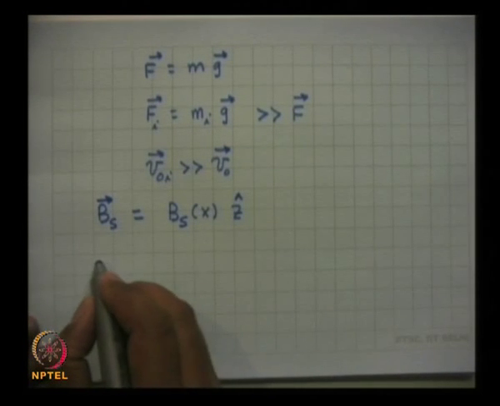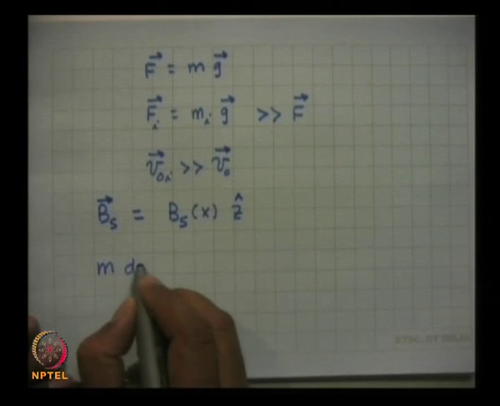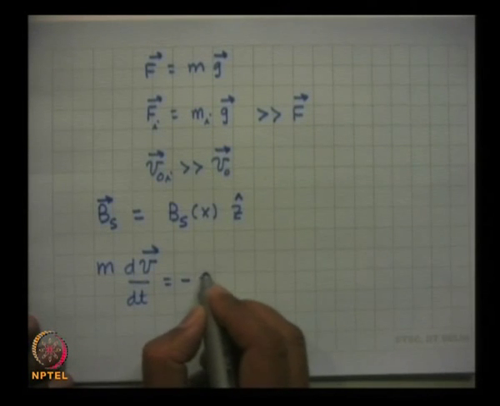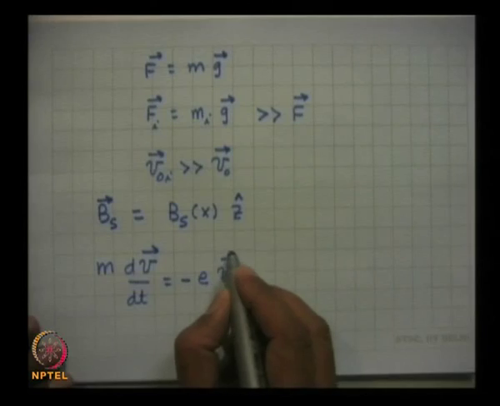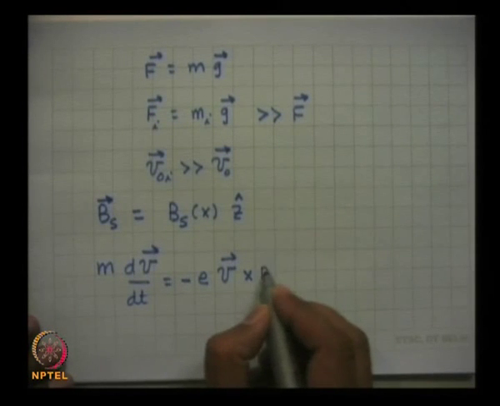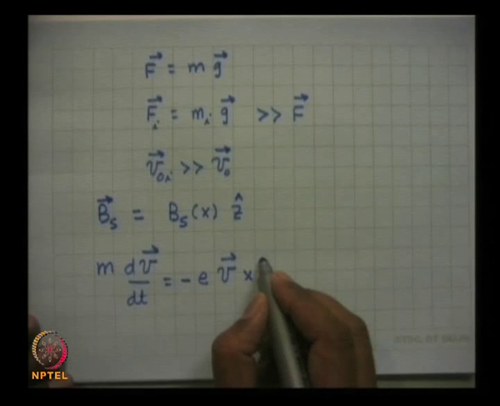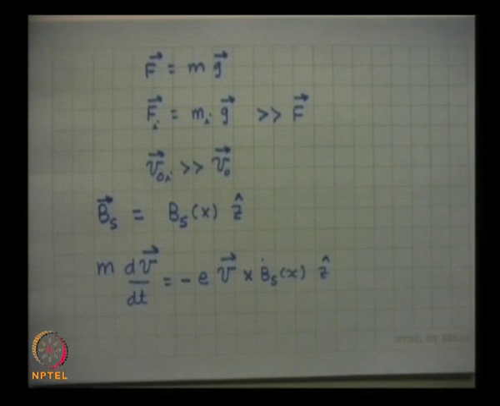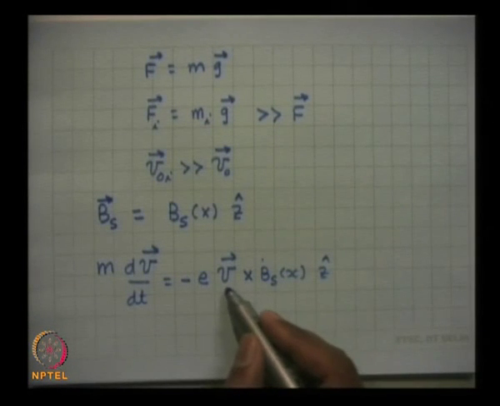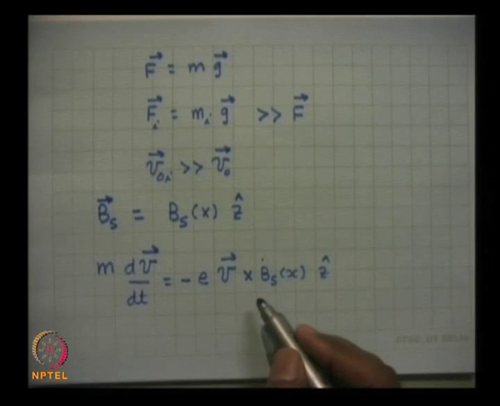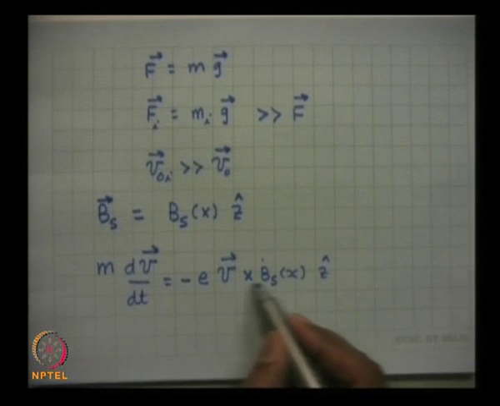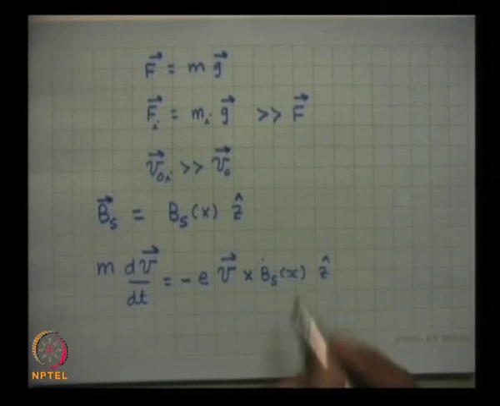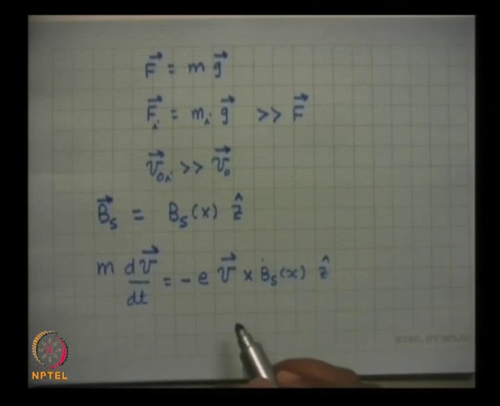I have to solve the equation of motion: M dV by dt is equal to minus the electron charge, electron velocity cross BS. Now this BS is a function of X. This is a serious issue. X depends on time, because the force on the particle which is at some instant located at position X will be given by this. At a later instant of time, when the particle position changes, the force will change because BS depends on X. So this becomes a tedious issue.